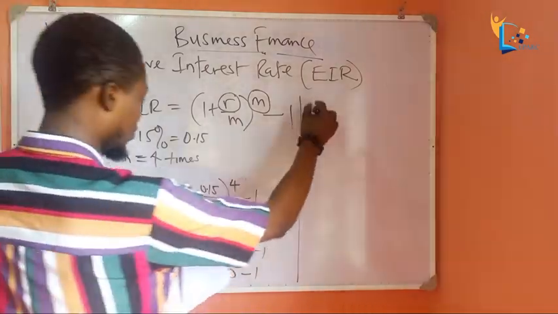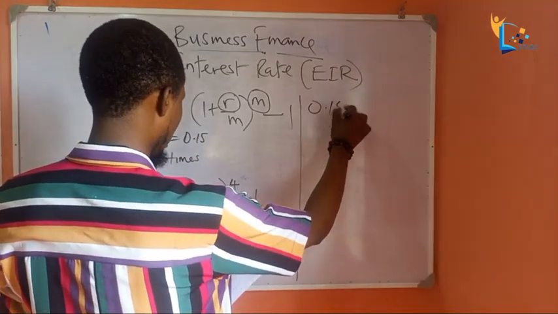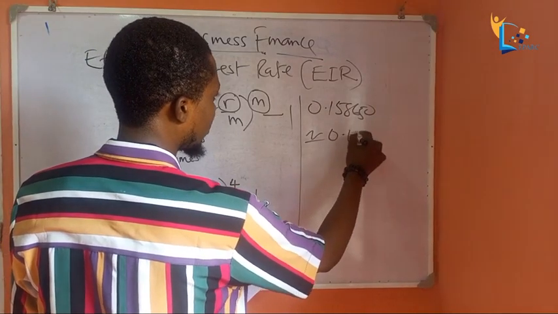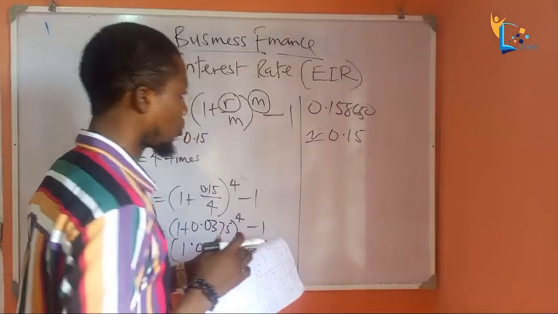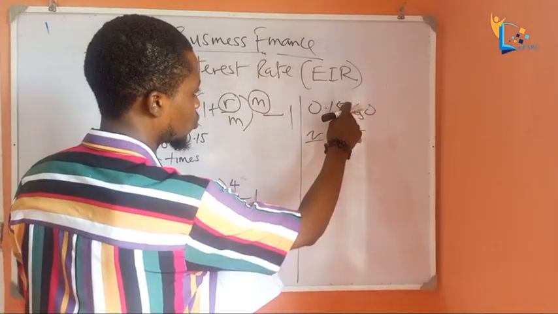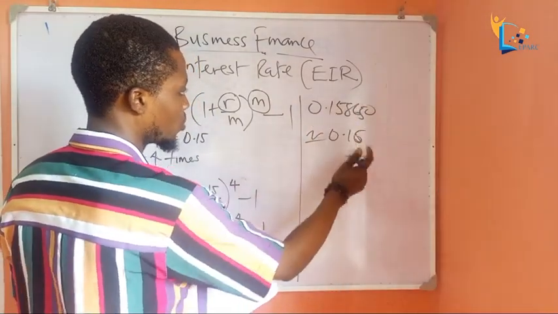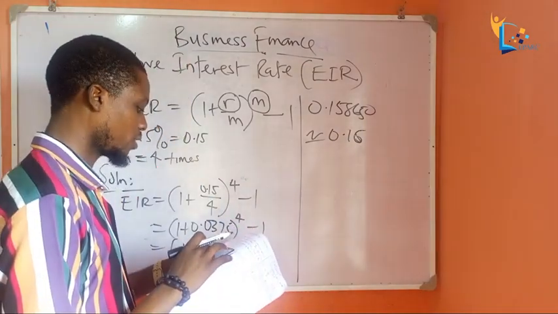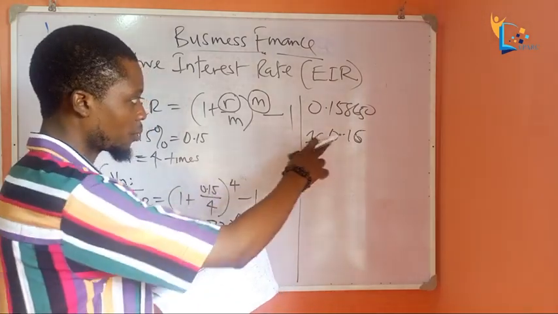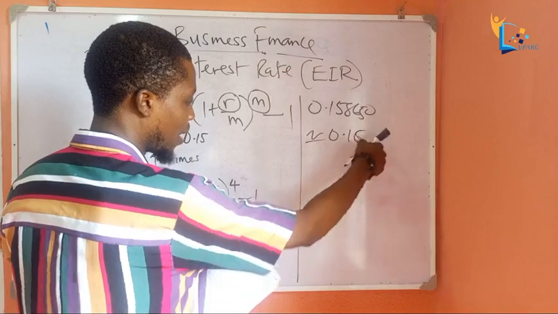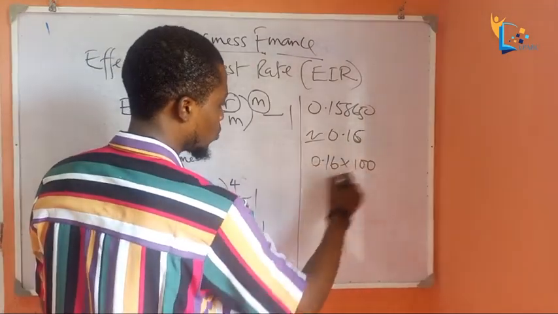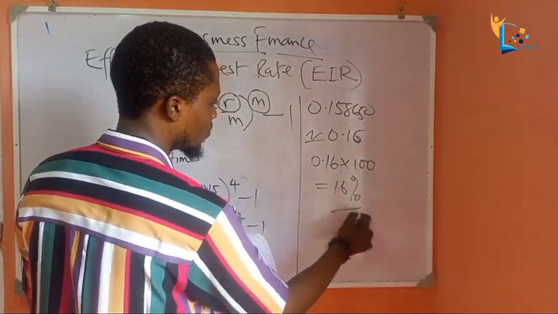So we have 0.158650, which is approximately 0.16 when rounded to 2 decimal places. If you multiply your answer by 100, it will give you the percentage. So 0.16 times 100 will give you 16%.